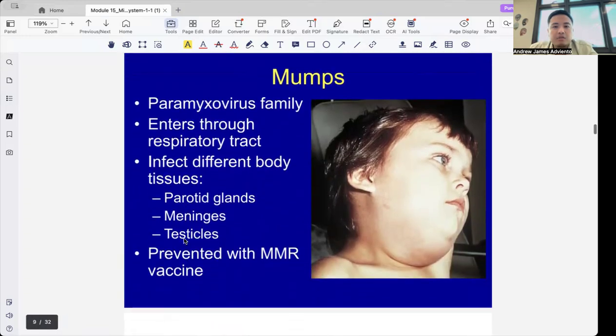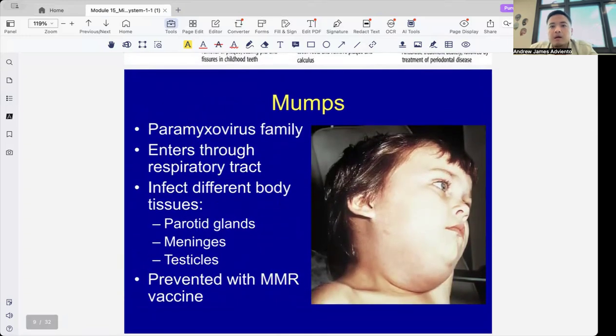Now, I mentioned to you about mumps a while ago. So, mumps is a viral infection caused by a paramyxovirus. It enters through the respiratory tract and can affect the salivary glands, your brain, and even reproductive organs. So, vaccination through MMR is the best prevention for this.